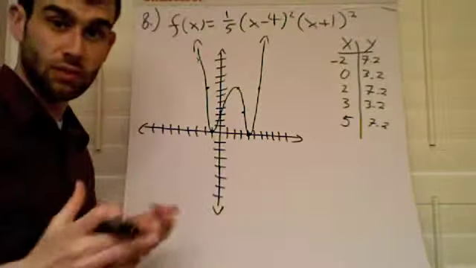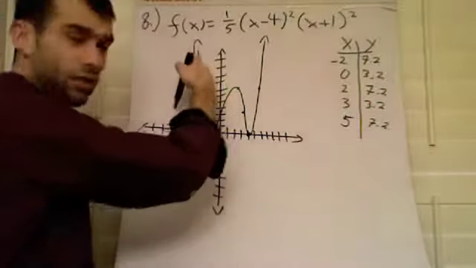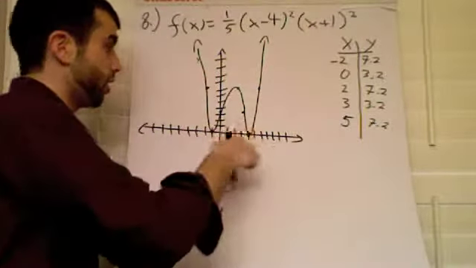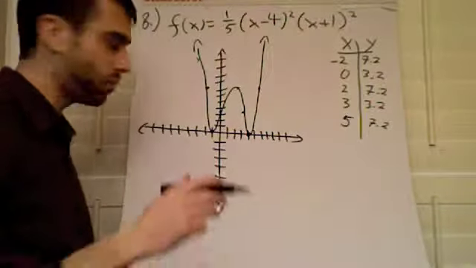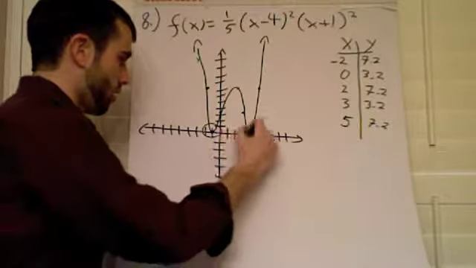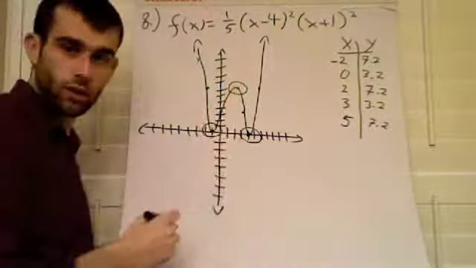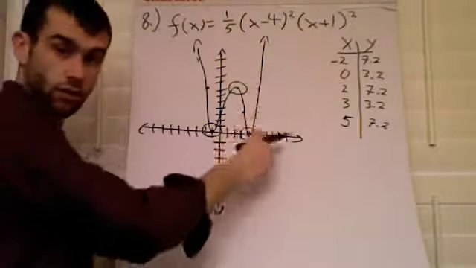Now let's take a look at some analysis here. Absolute minimum is 0, absolute max is positive infinity. Okay? What are the turning points? Well, there's one here, and one here. These guys are where the graph turns.